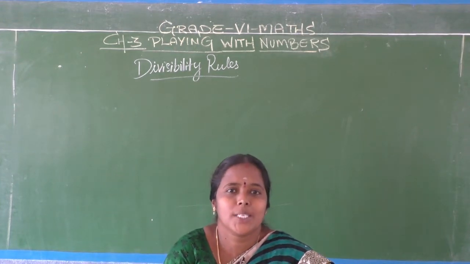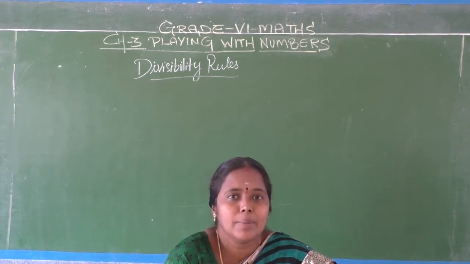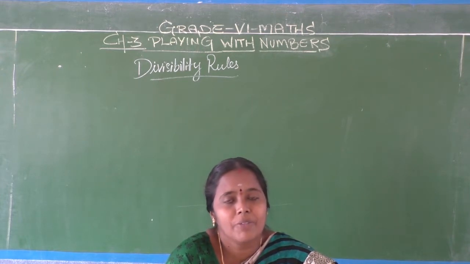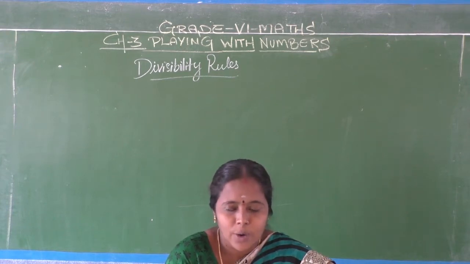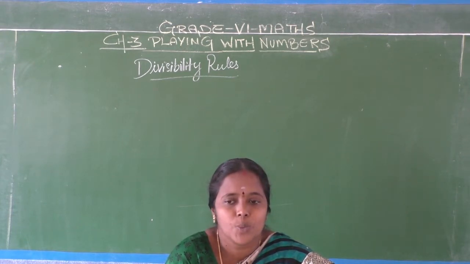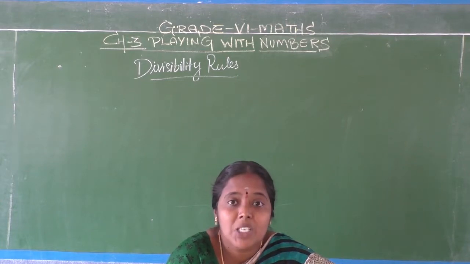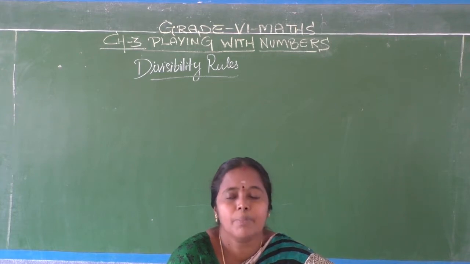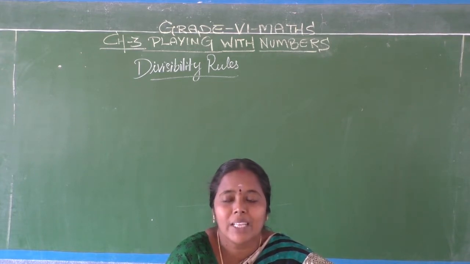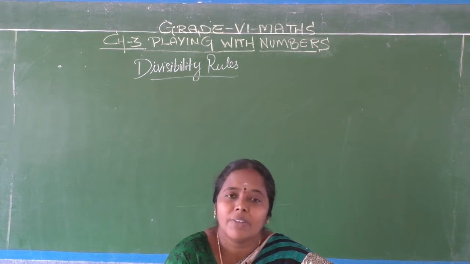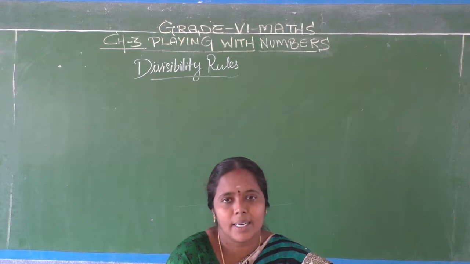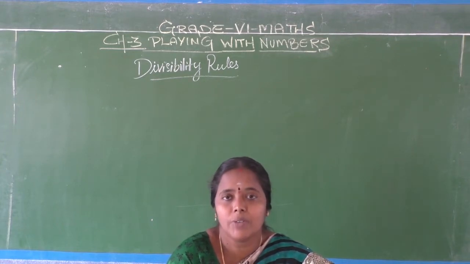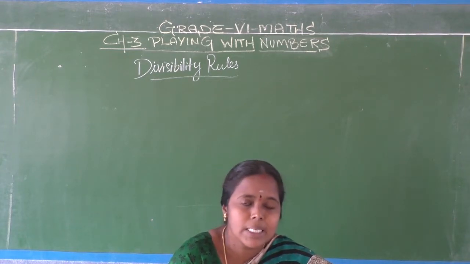Today we are going to see chapter 3, playing with numbers. In that, particularly, we will see divisibility rules. What is that? Divisibility rules. Why are we going to see these rules? They make division work easier. We need not divide any larger number by a smaller number. Without normal division work, we can tell that a particular number is divisible by another number. Without actual division we can tell this number is divisible by that number.